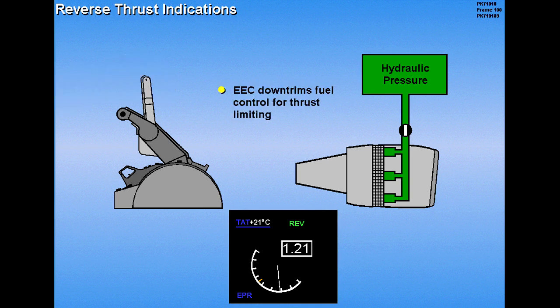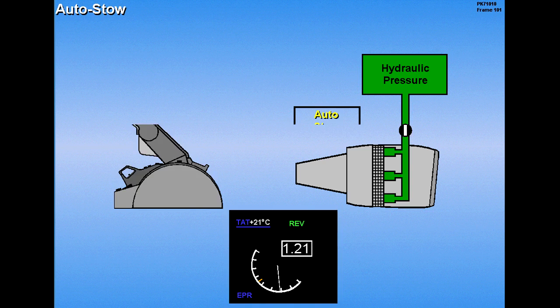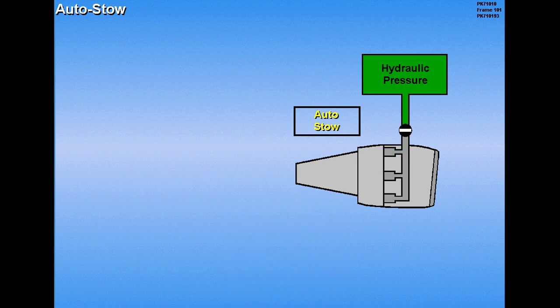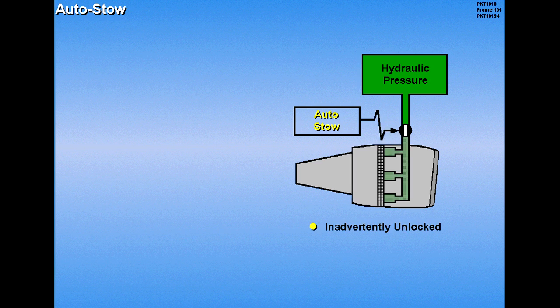In reverse, the EEC downtrims the fuel control for thrust limiting. An auto stow system is incorporated in the thrust reverser system. If a reverser becomes inadvertently unlocked, the auto stow system automatically sends a signal to open the respective isolation valve, supplying pressure to stow the reverser.